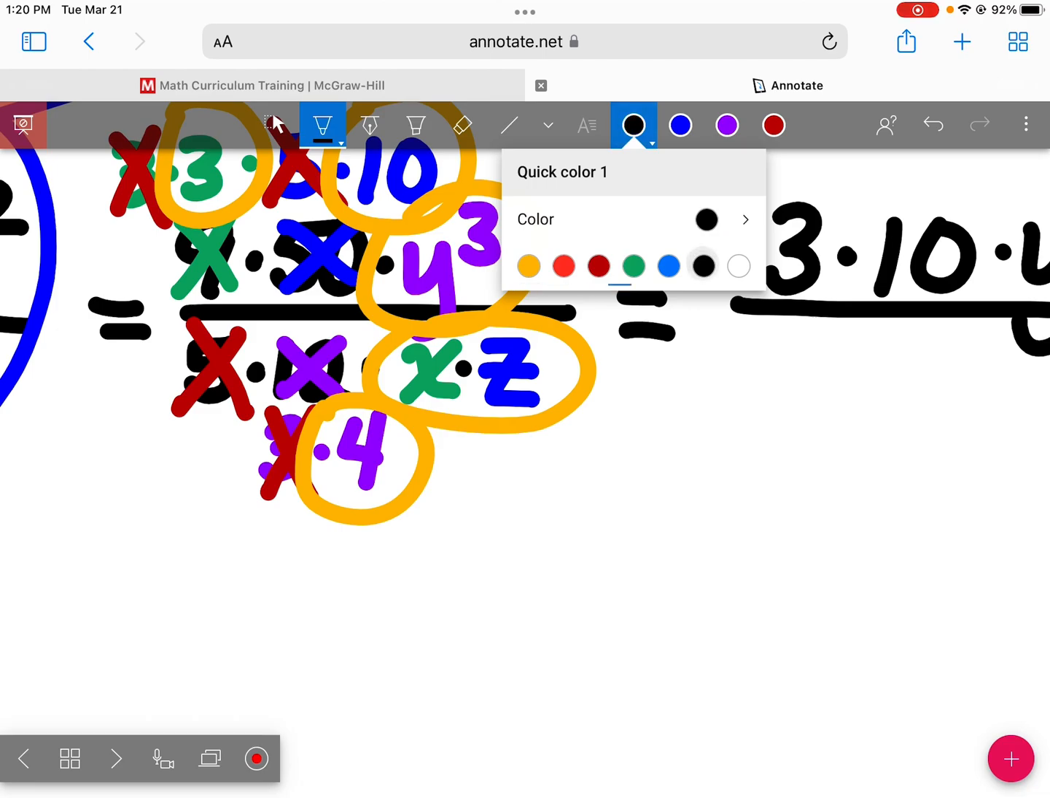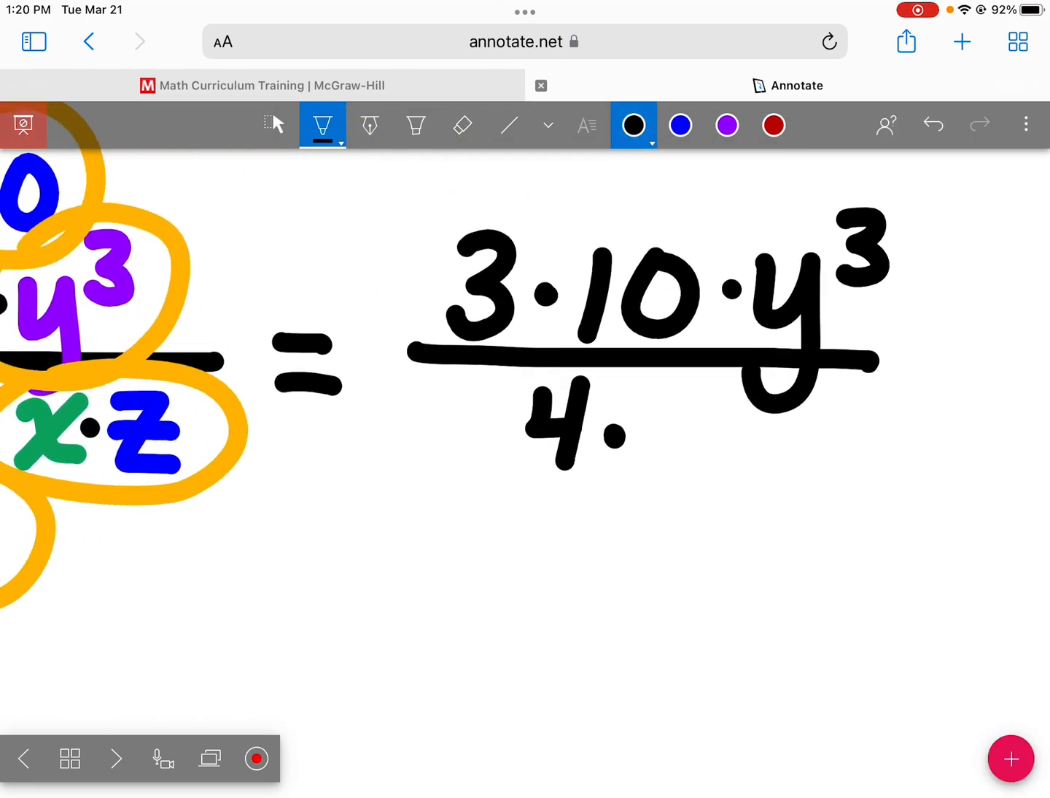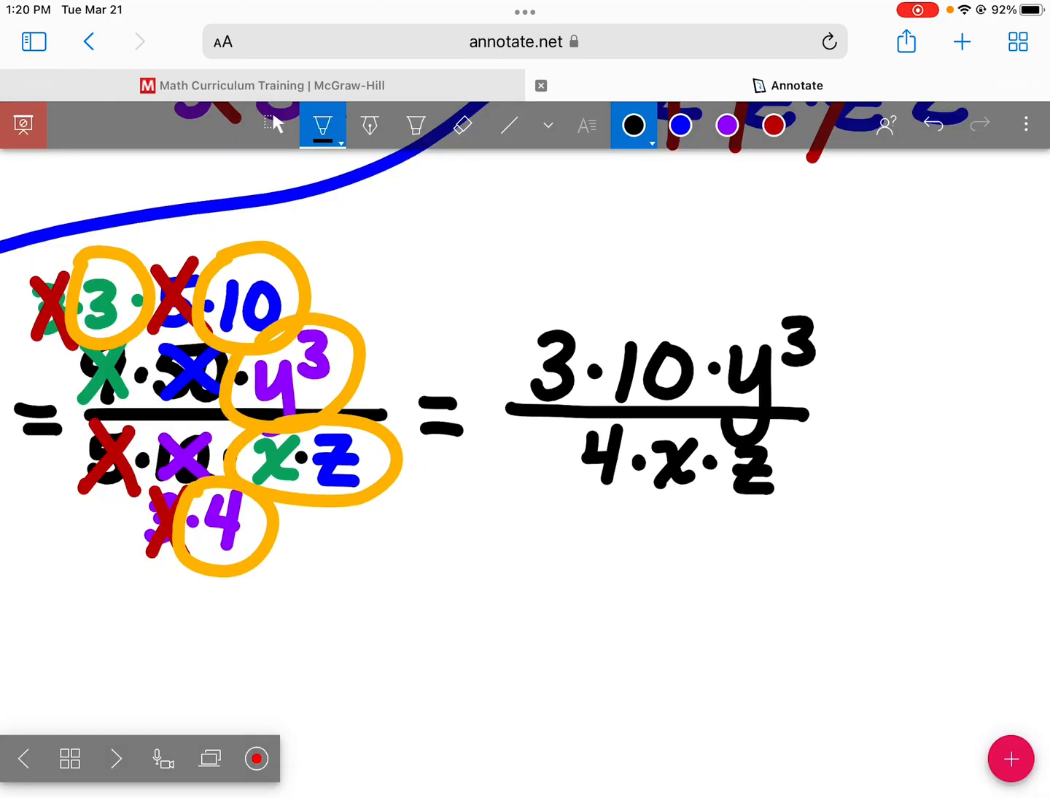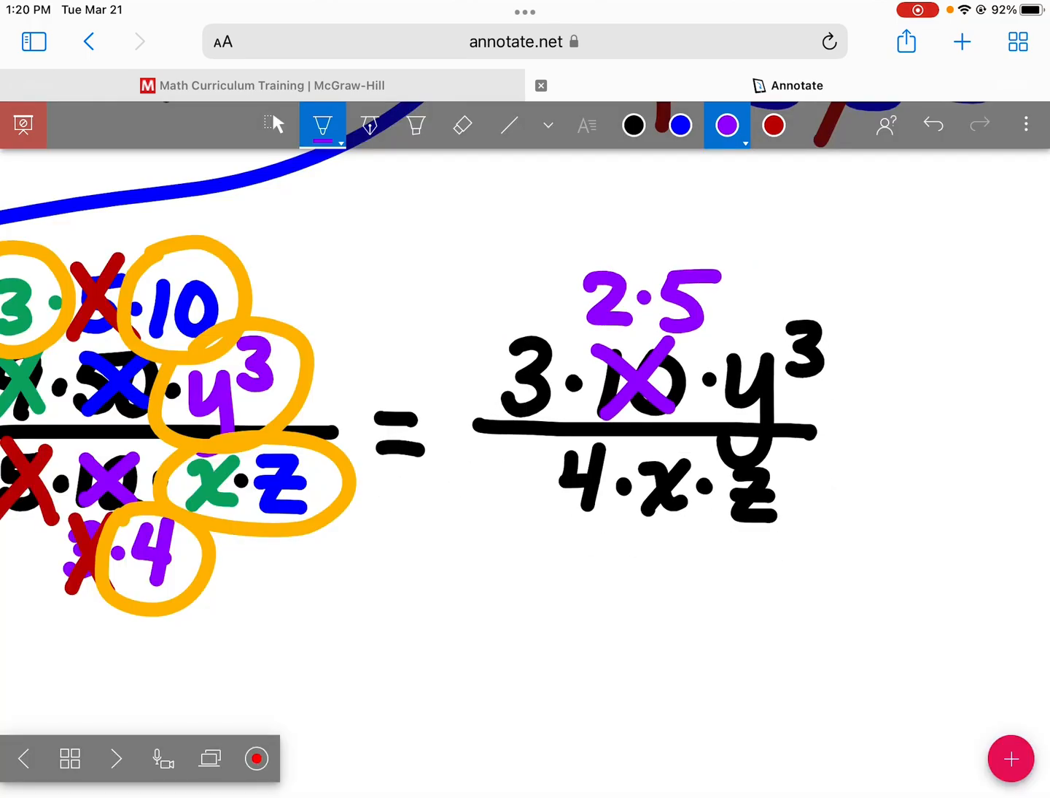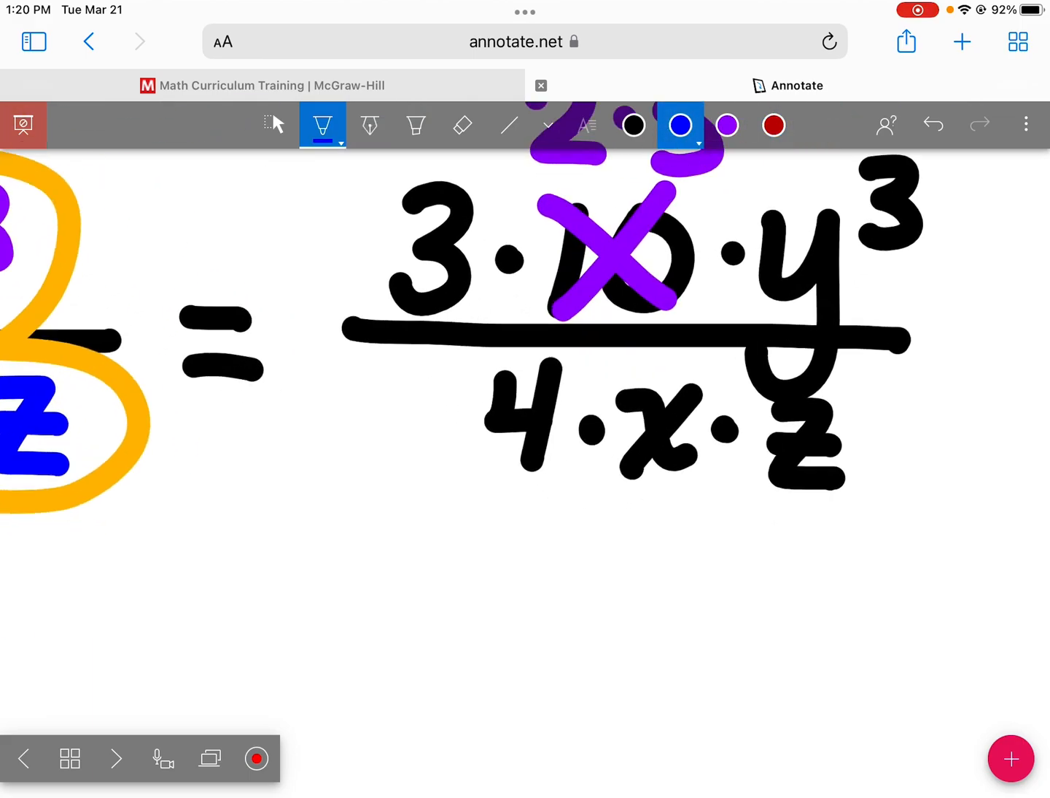4xz. So 4 times x times z. None of the numbers in the top match the numbers on the bottom, but is there any way that I could rewrite anything on the top or the bottom, or both, so that I could cancel something out? The 10, how can I rewrite the 10? 2 times 5. How does that help me? The 4 is 2 times 2.